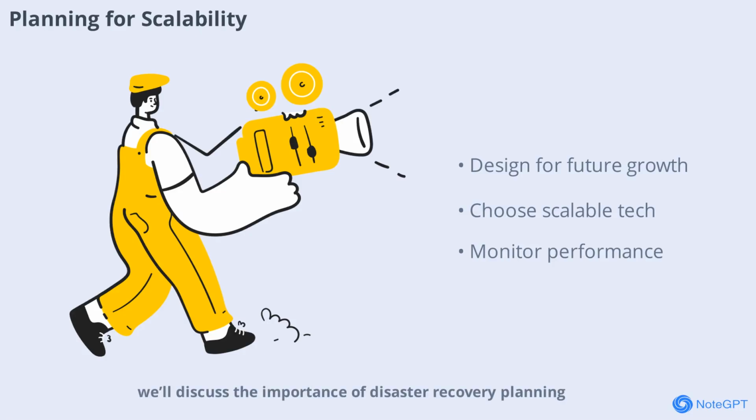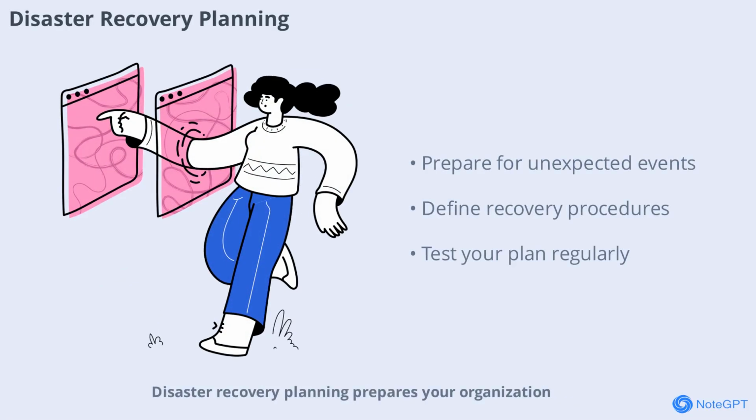In the next scene, we'll discuss the importance of disaster recovery planning. Disaster recovery planning prepares your organization for unexpected events like hardware failures, cyber attacks, or natural disasters. It involves creating backup copies, defining recovery procedures, and regularly testing your plan. A strong disaster recovery strategy minimizes downtime and data loss, keeping your business running smoothly.